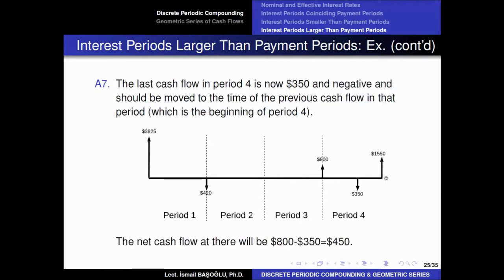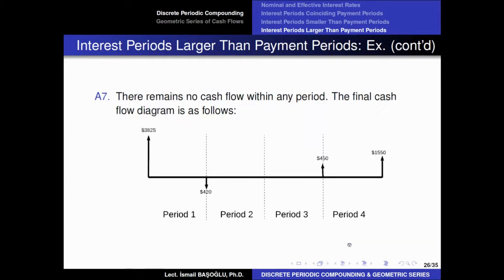So we moved it. Finally, the last cash flow right now is the last intermediate cash flow, of course. We are not going to focus on this anymore because this is just assumed as in the beginning of the next period. So we are just focusing on the intermediate cash flows. And this $350 is negative, therefore it should be moved left to the previous cash flow, which is just the beginning of period 4 at this point. So the net cash flow in the beginning of period 4 will become 450. And this is just going to be the final structure of our cash flow diagram.